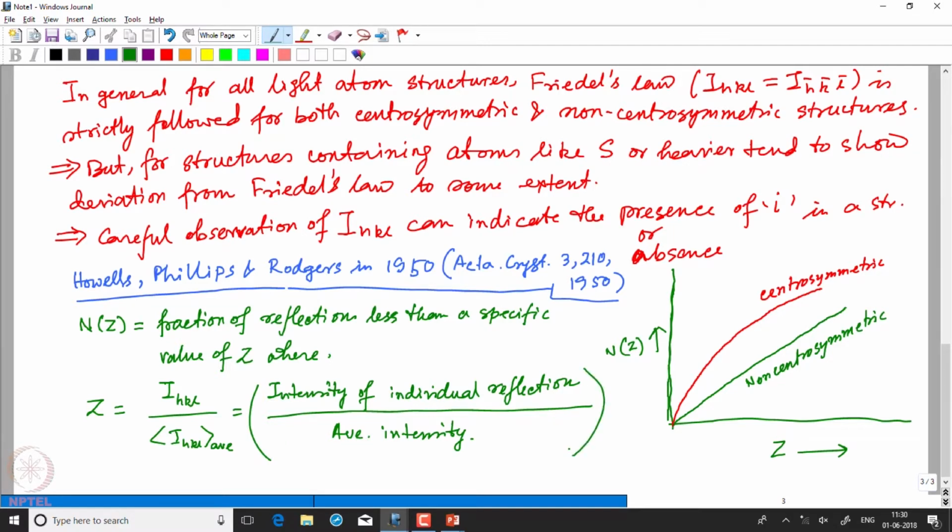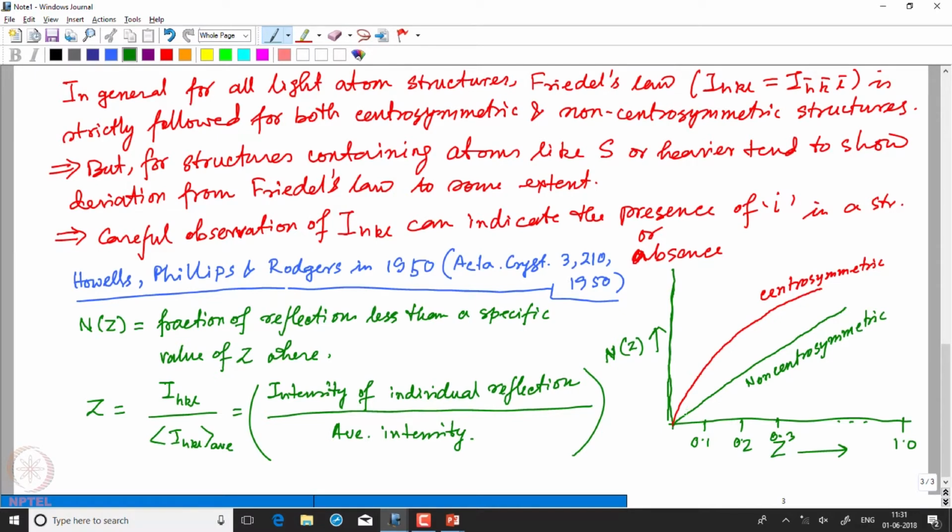and then from there we calculate the fraction of reflections less than a specific value of Z. That means the specific value of Z can be made to fall within 0.1, 0.2, 0.3 and so on, 1.0. So the number of reflections, that is Nz, is the fraction of reflections having the value less than Z of 0.1, and this is then plotted, and a best fit line is done.